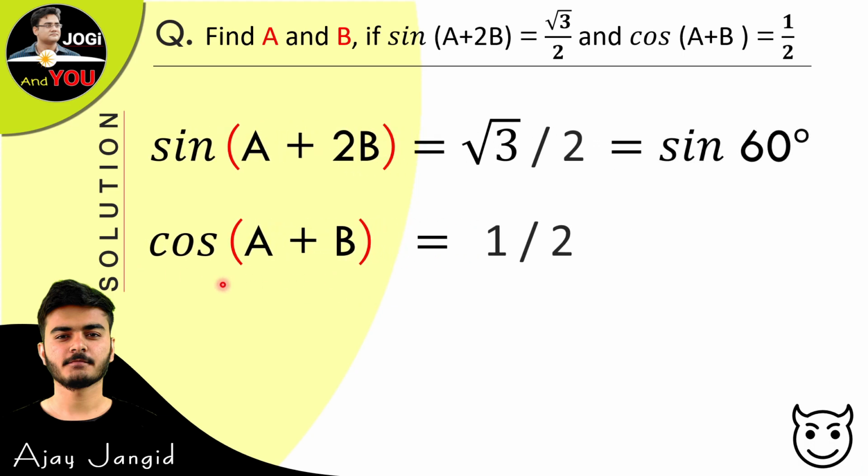And now look here: for which angle is the value of cos equal to 1 upon 2? Again, we know very well that the value of half is the value of cos 60. So we will write half is equal to cos 60.